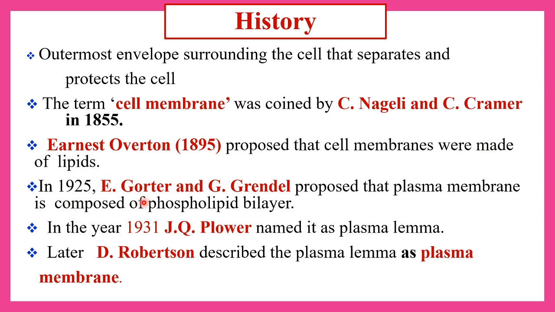Later in the year 1925, Gorter and Grendel proposed that this plasma membrane is composed of a phospholipid bilayer. And in the year 1931, J.Q. Plowe stated that this plasma membrane is called plasmalemma. This name plasmalemma was described and named plasma membrane by D. Robertson. And he proposed that this plasma membrane is also called a unit membrane because it consists of protein and lipids in an organized manner. And it is also present in all organisms in a similar structure, so it is called a unit membrane.